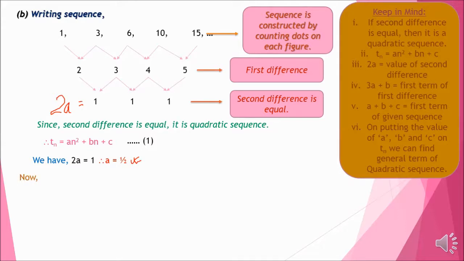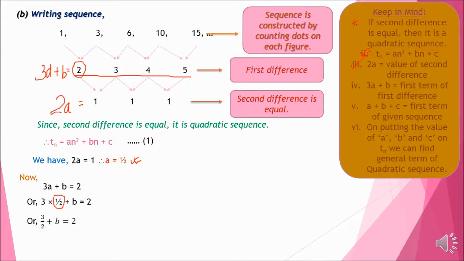Now we have used this and this up to now. Now we are going to use 3a plus b is equal to the first term of the first difference. This entire row is the first difference row, and its first term is 2. So 2 is equal to 3a plus b. Now 3a plus b is equal to 2, isn't it? Now we have the value of a, and we are going to substitute it. This is the value of a. We have substituted it.